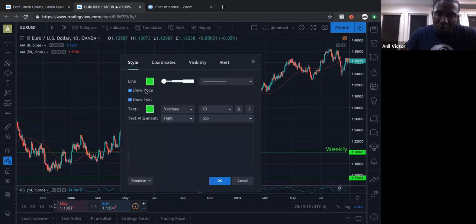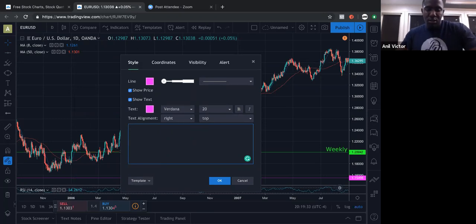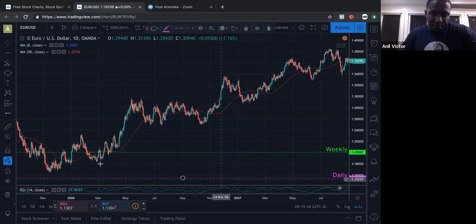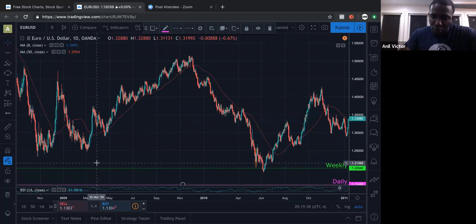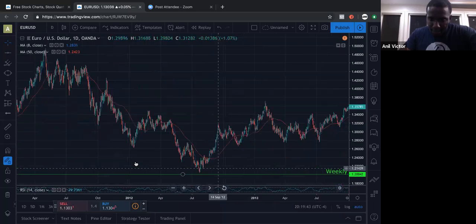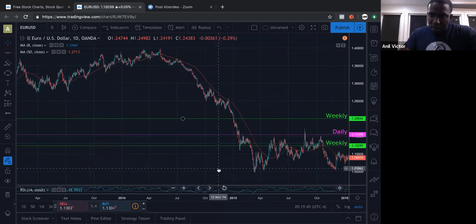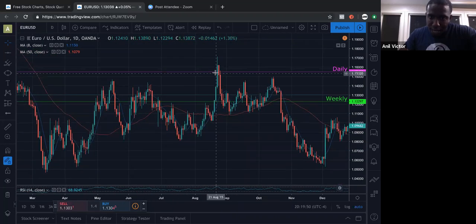Before we keep moving, let's change the color. Let's just choose magenta. Daily. All right, so now we're just zooming back to see what price was doing around that level. So we got a lot of taps. We got a lot of consolidation. A little overlap taking place.